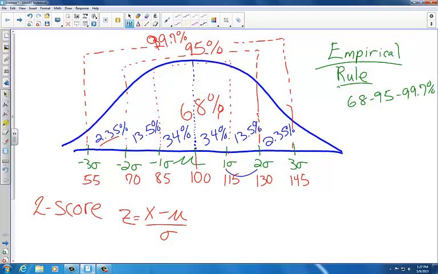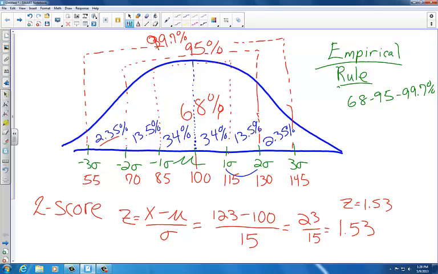So to find out how far above or below average an IQ score of 123 might be, clearly we can see it's above average, but for the purposes of what we're doing here, let's pretend we don't know yet. I'll take my data point, 123, minus my population mean of 100, divide by the standard deviation of 15. That gives me 23 divided by 15, which gives me 1.53. So z equals 1.53, and I can now tell you that a person with an IQ of 123 would be approximately 1.53 standard deviations above the mean.